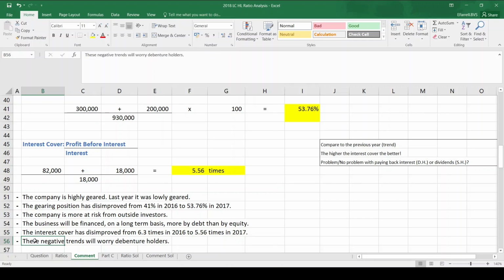These negative trends will worry the debenture holders. So the debenture holders won't be happy that it's gone from lowly geared to highly geared and the interest cover has disimproved. And again, from the point of view of shareholders, these things would also not please shareholders.